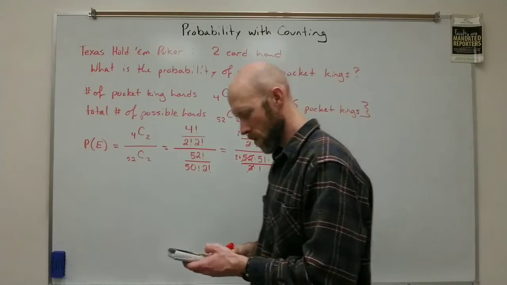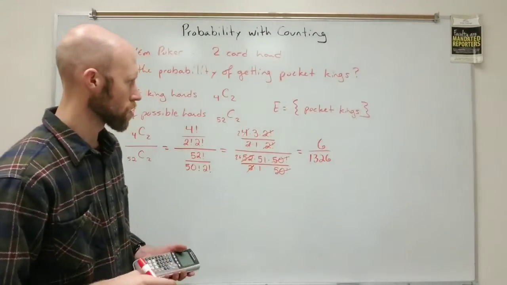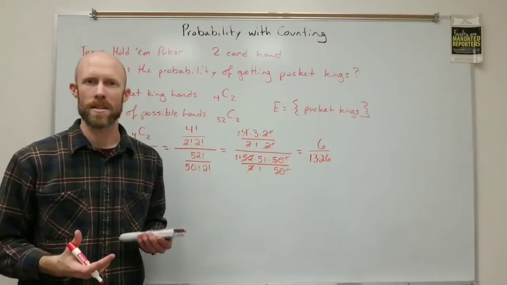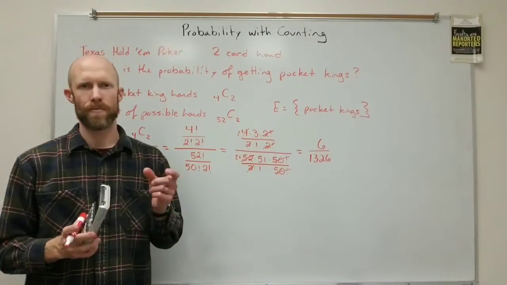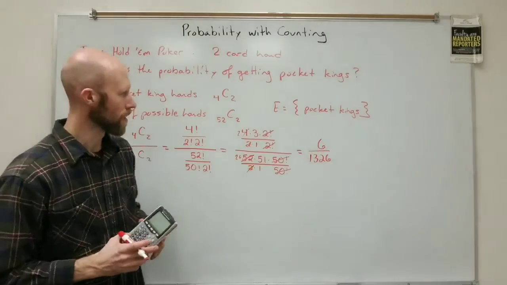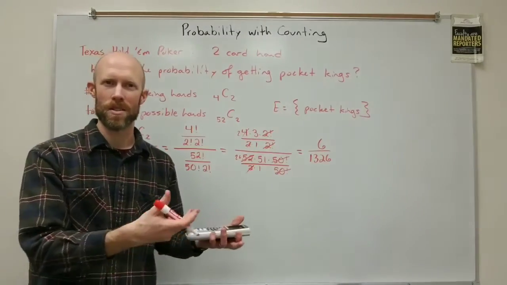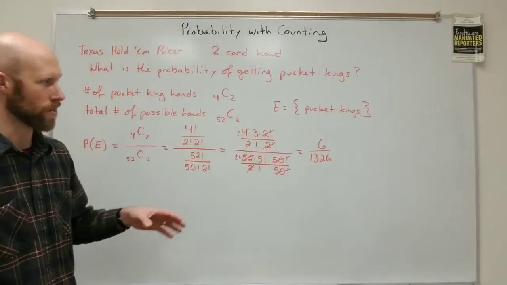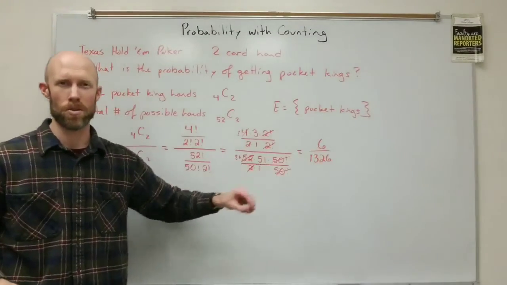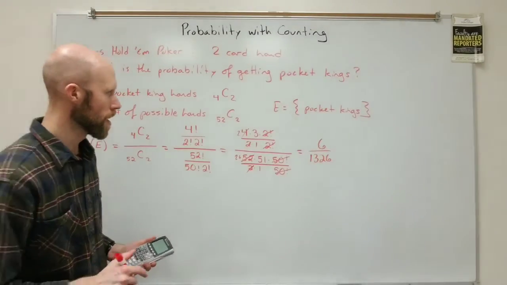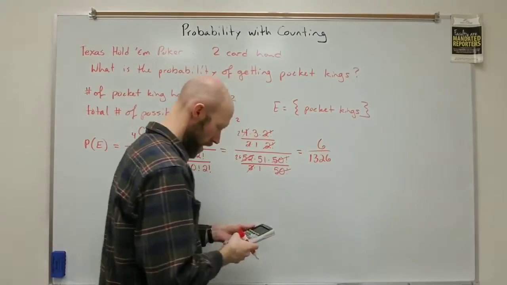Huh, I was thinking it was more than that. So there's only 1,326 total possible hands, at least the first 2 cards you get anyway. After that, when you start getting the other 5 shared cards, that number increases, but I'm just looking for the 2 cards dealt. And then I can reduce that.